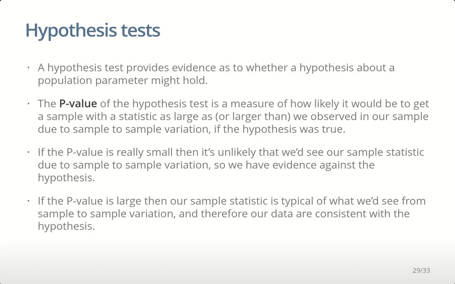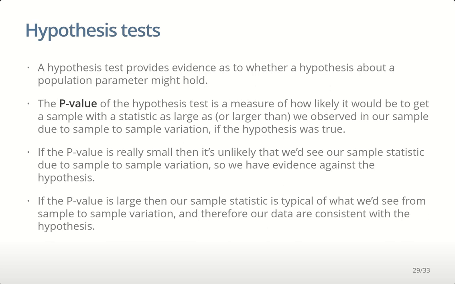So a hypothesis test provides evidence as to whether a hypothesis about a population parameter might hold. The p-value of the hypothesis test is a measure of how likely it would be to get a sample with a statistic as large or larger than we observed in the one we have, due to sample variation. So if the p-value is really small, then our sample is inconsistent with the hypothesis. If our p-value is large, then our sample is typical of what we've seen, and therefore consistent with the hypothesis. So is the hypothesis true or not comes down to, is p large or small?